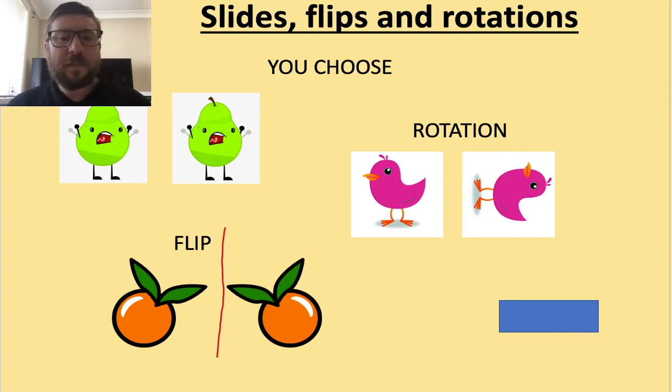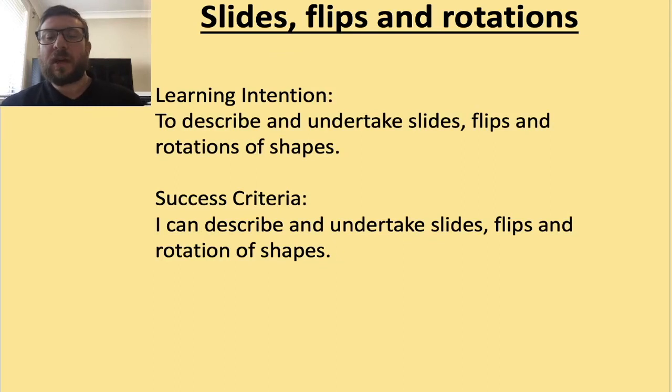Girls and boys, today our learning intention was to describe and undertake slides, flips, and rotations of shapes. And your success criteria was that you can describe and undertake slides, flips, and rotations of those shapes. Now, once you show us on Seesaw, I'm sure you'll be able to meet that success criteria.